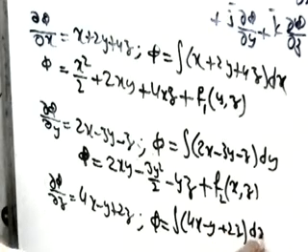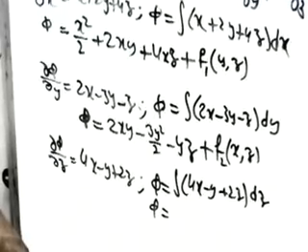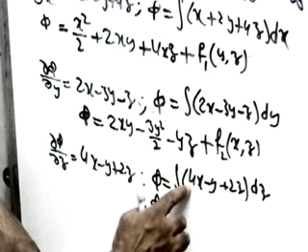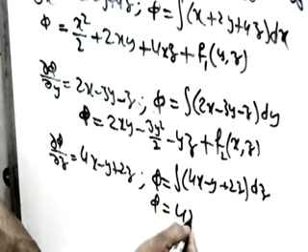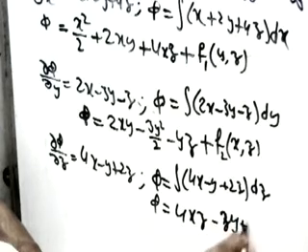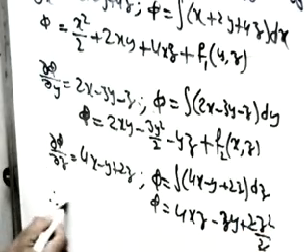Now integration with respect to z. So phi equals what we get here. Integration with respect to z: we don't have z here, so integration of 4 will be 4z, giving 4xz. Integration of a constant is z, so zy, plus 2 into the integration of z, which is z squared by 2.